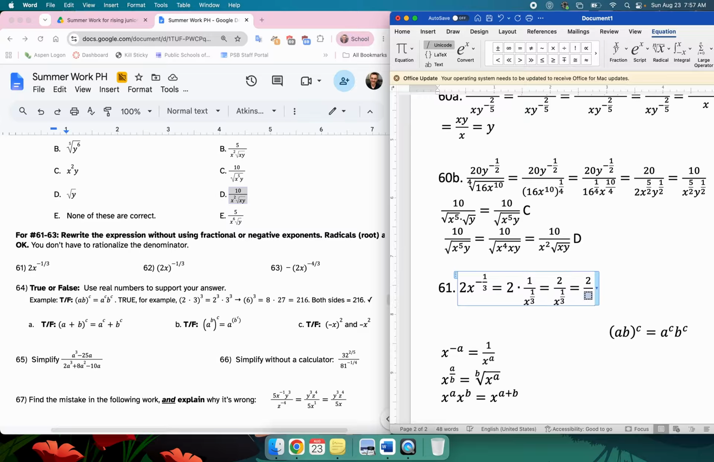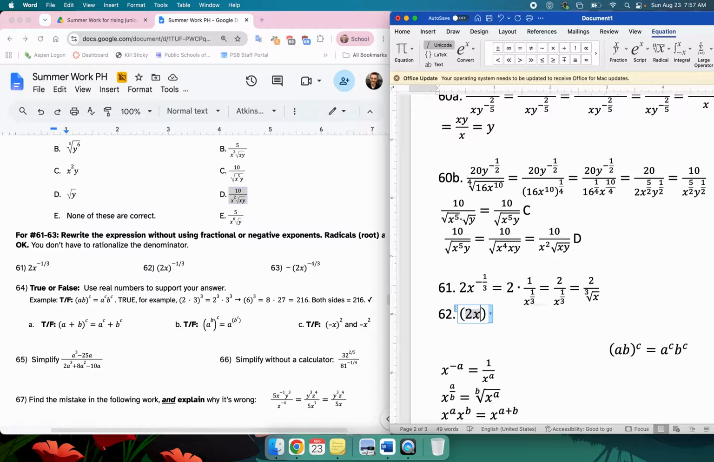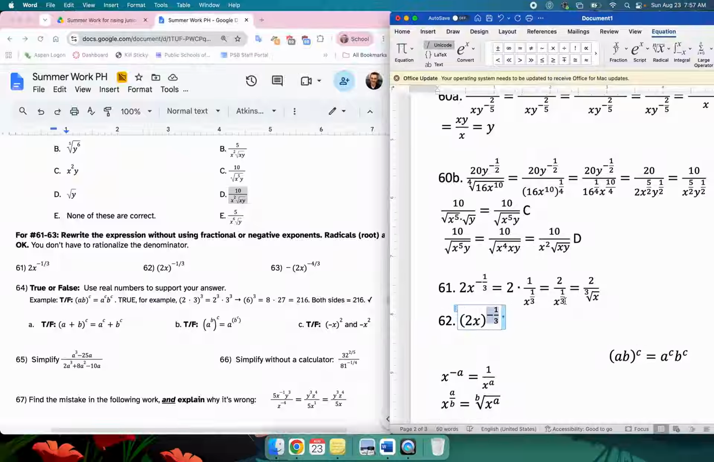And then that's the same thing as 2 over cube root of x. So that's 61. 62, we have a very similar expression, except with the parentheses, now this negative 1/3 is being applied to the 2. It's being applied to everything inside of there. So you could do this in a couple ways. You could write this like this. Like you could distribute the negative 1/3 to each of those terms separately.